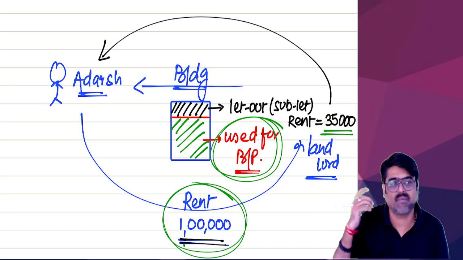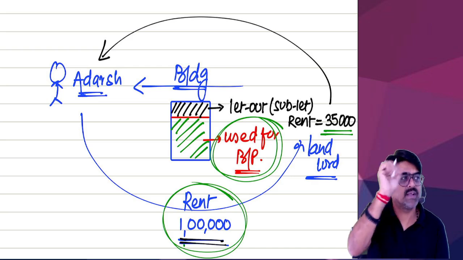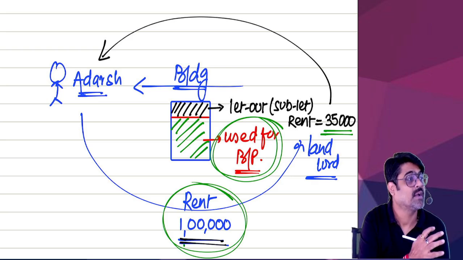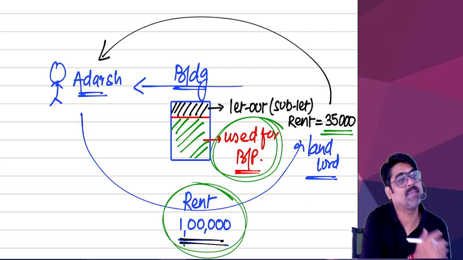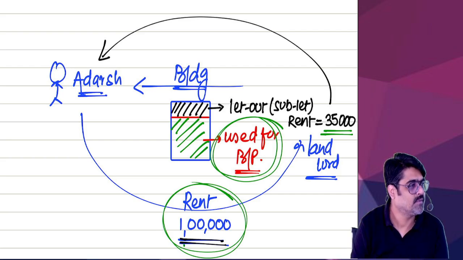What if such type of adjustment comes in the exam? Name of the assessee given, Adarsh. Adarsh is doing a footwear business in a premises. For that premises, Adarsh is paying a rent of rupees 1 lakh to the landlord, from whom he has taken the premises on rent. Since the premises were too big to do his business operations, he has sublet some portion of the premises to Mr. Mohan for rupees 35,000.